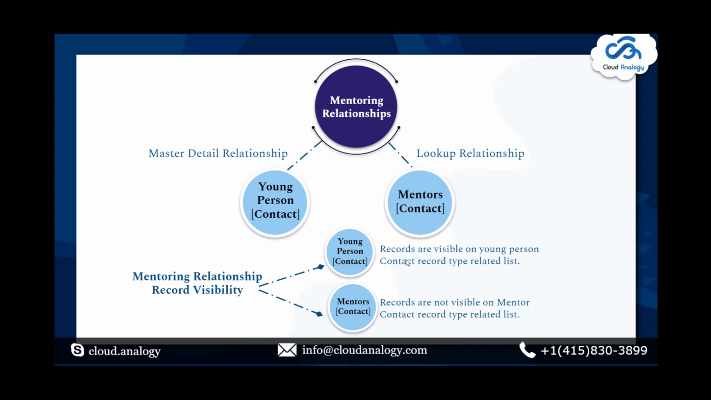So here the mentoring relationship has two relationships, and everyone would easily say the record will be visible to the contact for the mentoring relationship. But here, for the young person we are able to see the record, but for the mentor contact we are unable to see the records, so we are unable to identify who the mentor of this young person is.